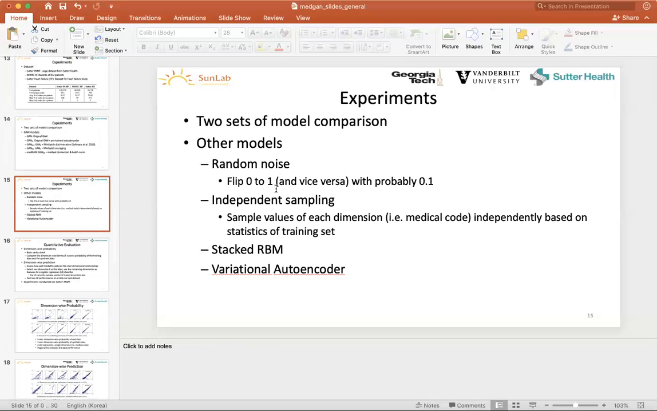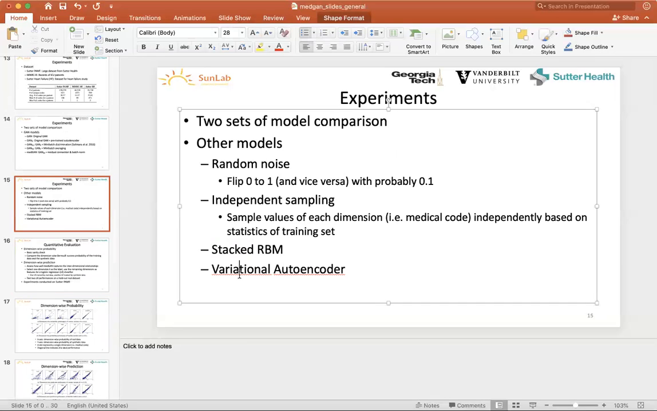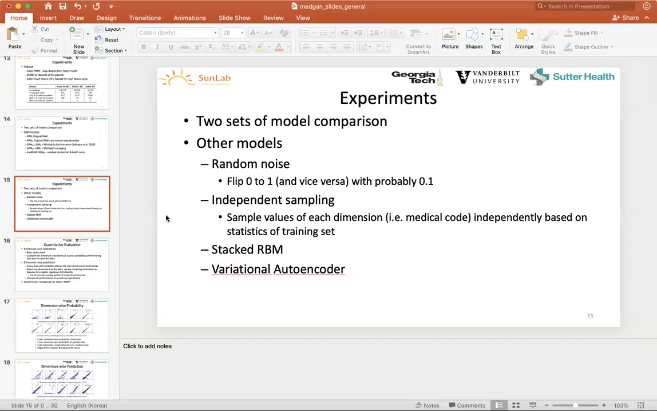Anyway, so baselines are random noise independent sampling, stacked RBM, variational autoencoder. I mean, it was basically back in 2017 or late 2016, so there weren't a lot of baselines to compare with, basically.